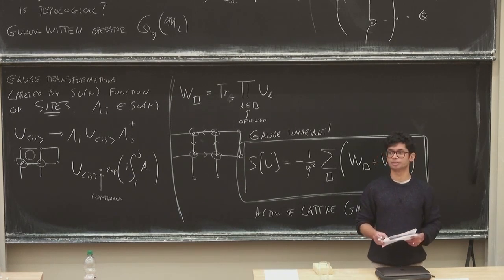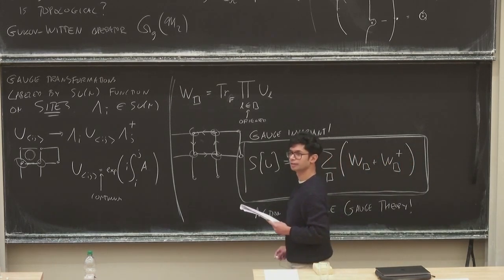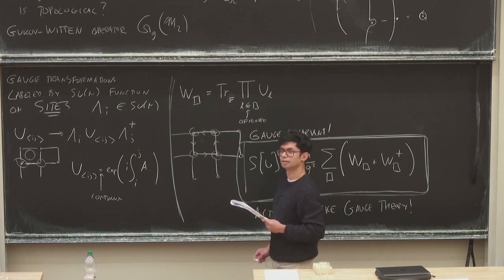Any questions about this? Is everyone happy? This is a whirlwind tour of lattice gauge theory. Yes? Just on the last sentence, does it contain all orders of A because I have an exponential of A? Yeah, that's right, exactly.